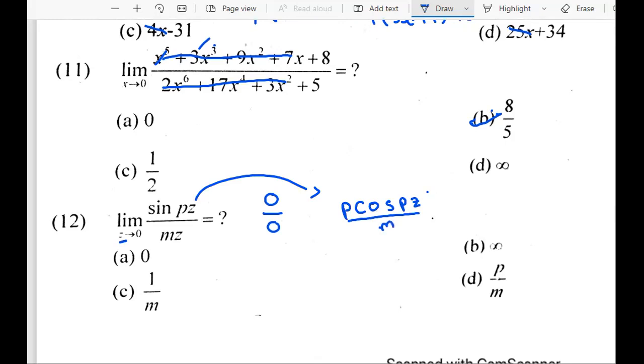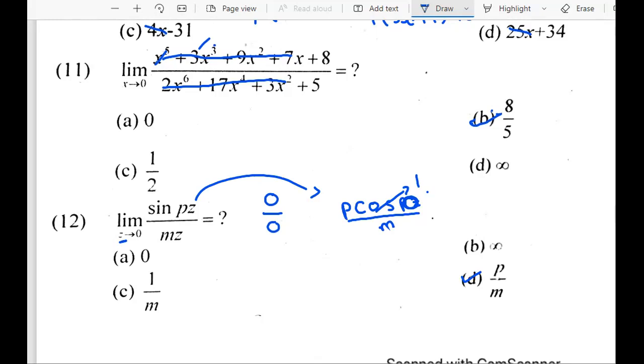Now let's use the value of z as 0. So cos 0 becomes what? Cos 0 is basically 1. Okay, so this would be p by m. So in this part of the video, we have done 12 questions. We'll do more questions in the next part.